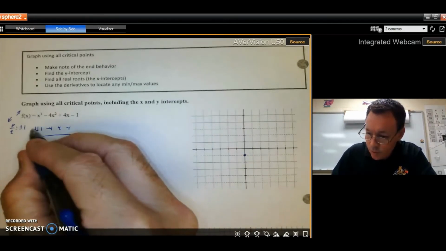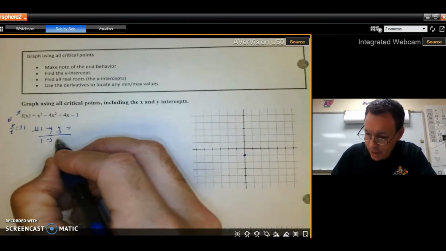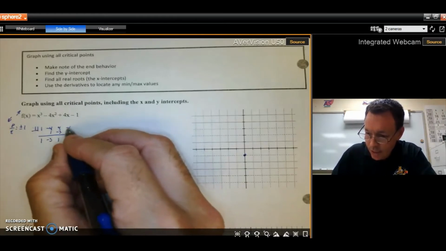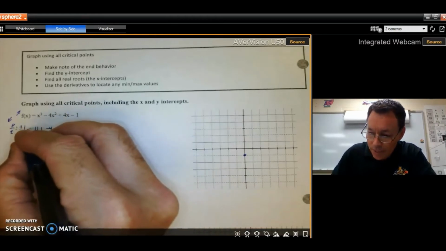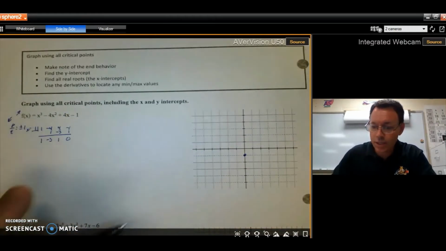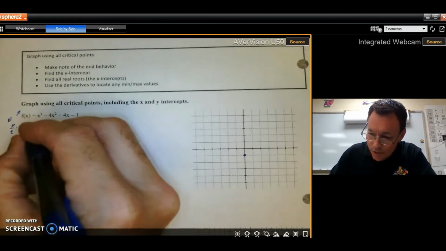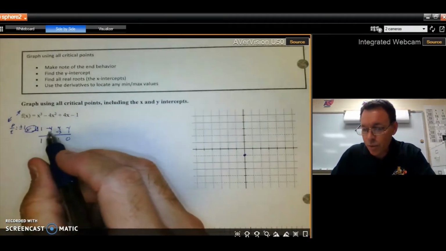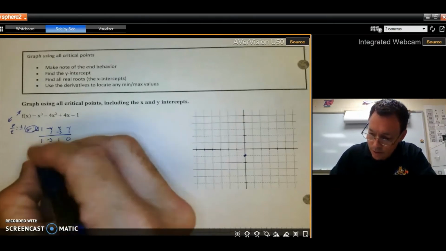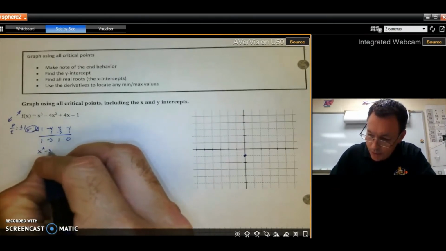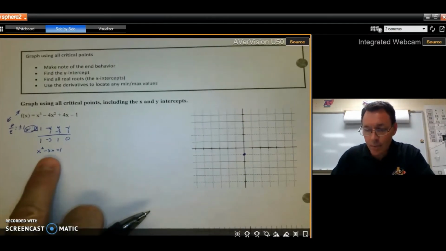So bring down my 1. 1 times 1 is 1. Negative 3. 1 times negative 3 is negative 3. Add them. 1. 1 times 1 is 1. And negative 1 and 1 is 0. So that worked. I have a remainder of 0. So this is one of my, remember, we're finding x-intercepts now. So that's what this is. We're finding x-intercepts. And I know that positive 1 is one of my x-intercepts. And I also know when you divide this polynomial by x minus 1, you get this, which is x squared minus 3x plus 1.